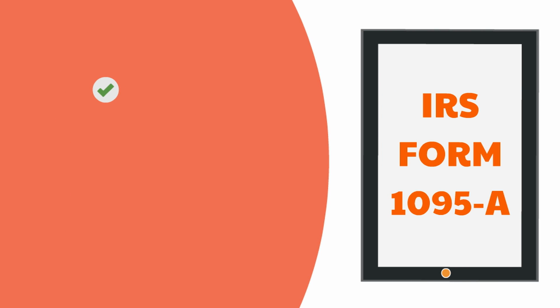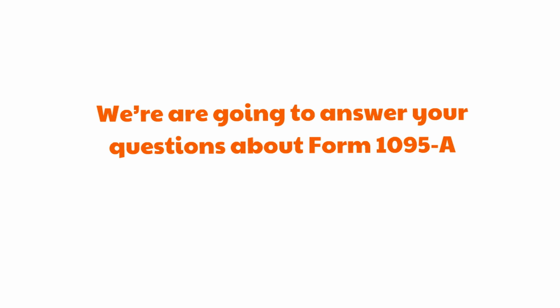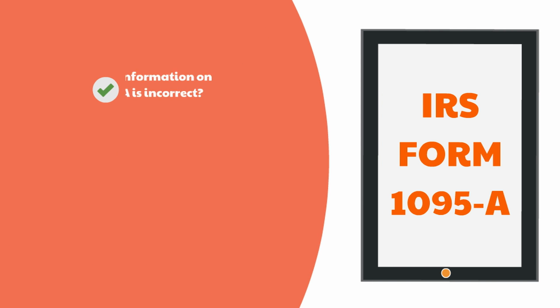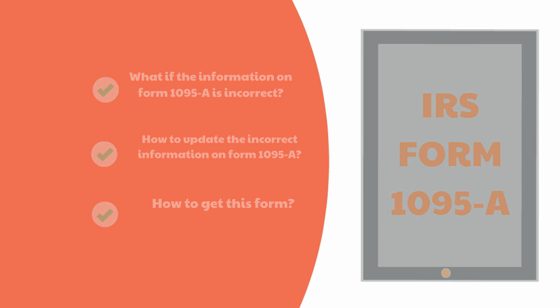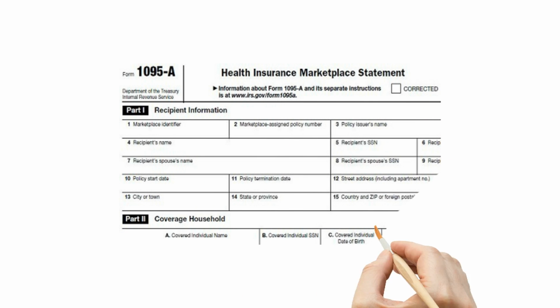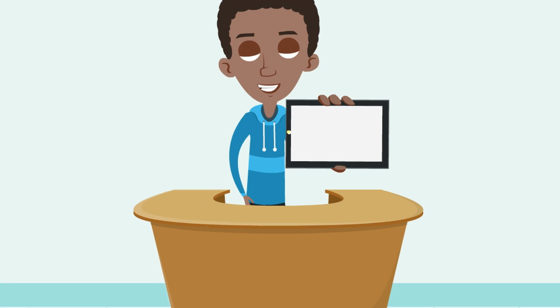Why am I getting this form? What should I do with the Form 1095A? What to do if I didn't receive the form? And what if the information on this form is incorrect? How to update the incorrect information on Form 1095A and how to get this form overall. So I will be addressing all these questions, and let's get started and we'll address each question one by one.